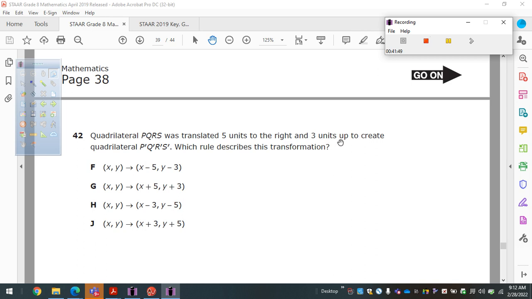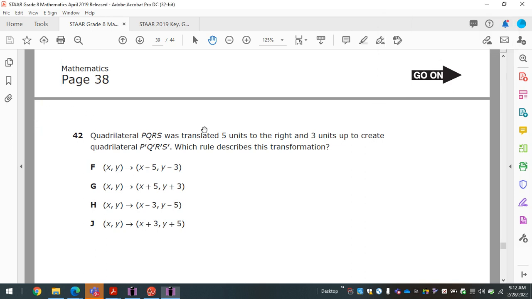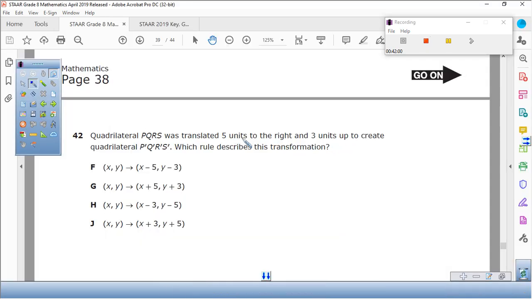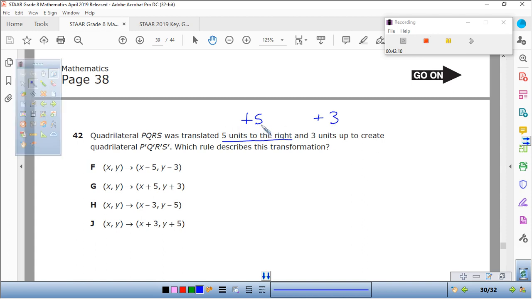So here you go. In quadrant, PQRS is translated 5 units to the right and 3 units up. So it's translated 5 units to the right and 3 up. So 5 right means positive 5 plus 3. To the right means x's or y's? The right, x. And going up or down, y. So let's just look for that one. What is that, G? Perfect. Got it right there.